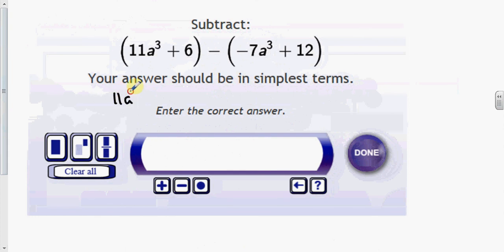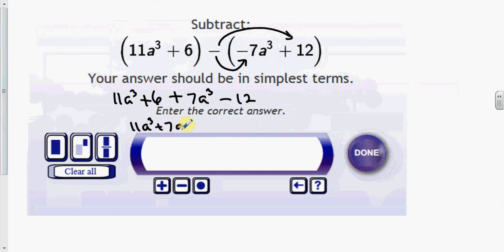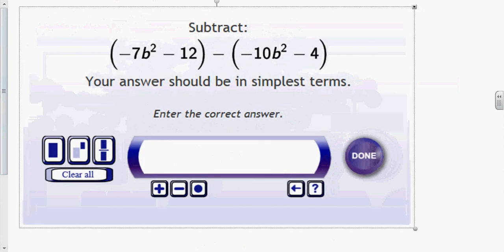So this is 11a to the third plus 6. This is negative times this negative 7 is positive 7, a to the third. Then it's negative times that positive 12 is negative 12. Do you see that? Get the like terms together. 11a to the third plus 7a to the third, and then plus 6 minus 12. I can add the coefficients. 11 plus 7 is 18 times a to the third. And then 6 minus 12. They have opposite signs. Subtract. The number with the larger absolute value, I'll affix its sign to the result. Well, since 12 is bigger than 6, and 12 is negative, this becomes negative 6.